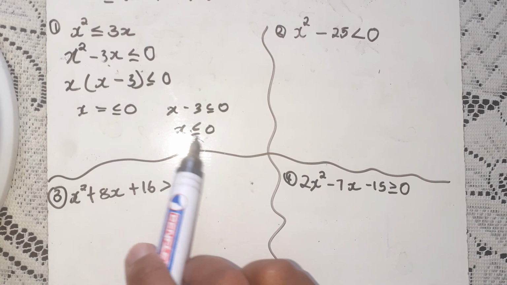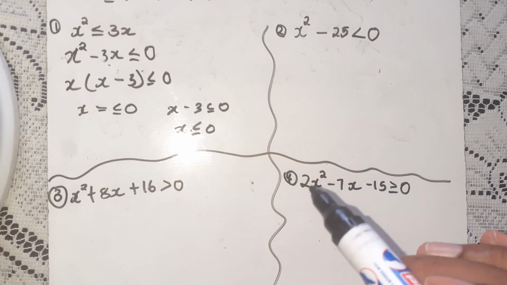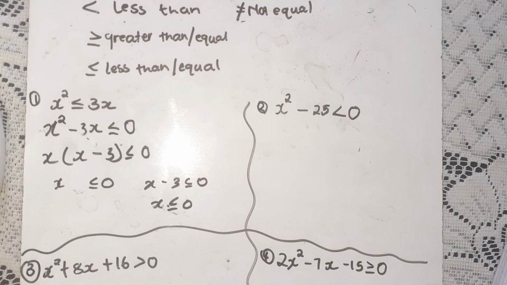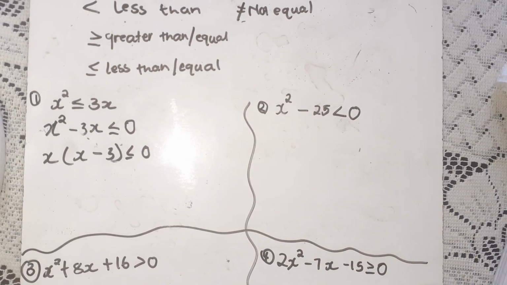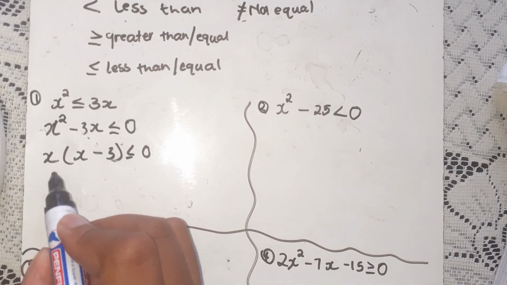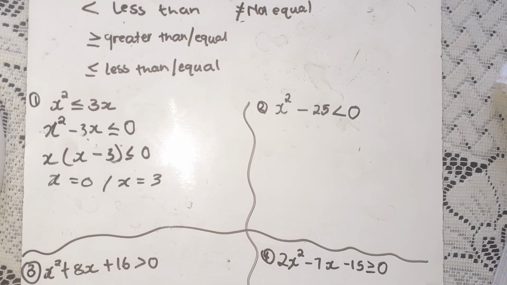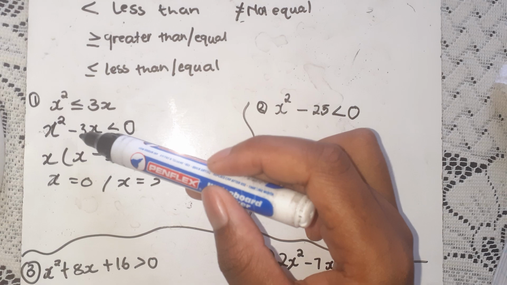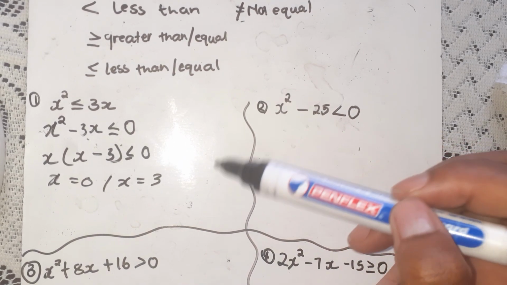Now we have the two x values. Yeah, but this is not how you're going to write it. I was just showing you. You will say here x equals to 0 and x equals to 3. So this is a negative 3, but remember we got a positive 3.